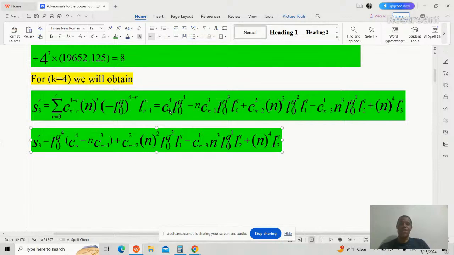After expanding this and writing it in its lowest terms, we can note that S3 can be written as L0 of the Q raised to the power 4 times combination n choose 4, minus combination n minus 1 choose 3, plus combination n minus 2 choose 2 n squared L0 of the Q squared times L1 of the Q, minus combination n minus 3 choose 1 n raised to the power 3 L0 of the Q raised to the power 1 times L2 of the Q, plus n raised to the power 4 times L3 of the Q.